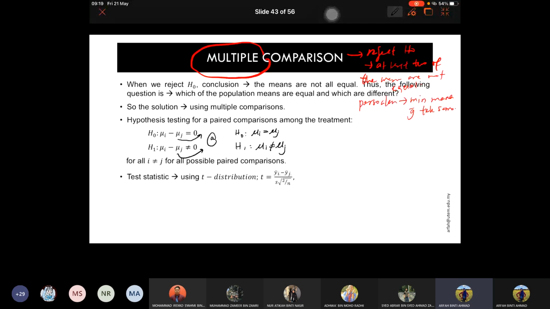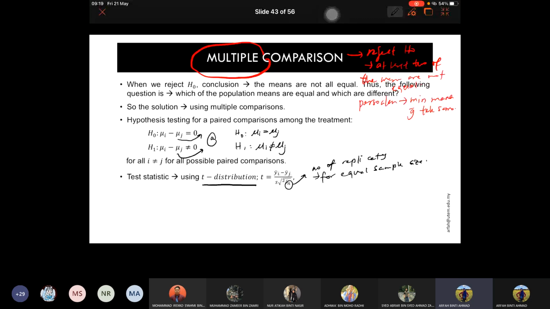Okay. So for its test statistic we will use the T distribution. Okay. Y bar I dot minus Y bar J dot. This is the average for treatment I and treatment J, divided by S times the square root of 2 over N. Okay, 2 over N. So N here is the number of replicates. So it is applicable for equal sample size only. Okay. Because if the sample size is unequal, the N is not the same.